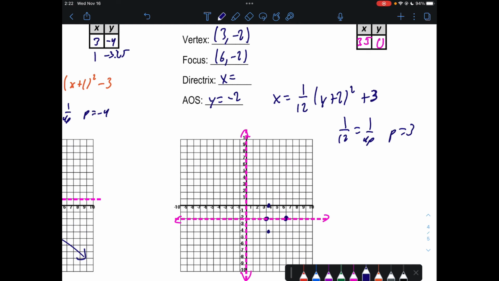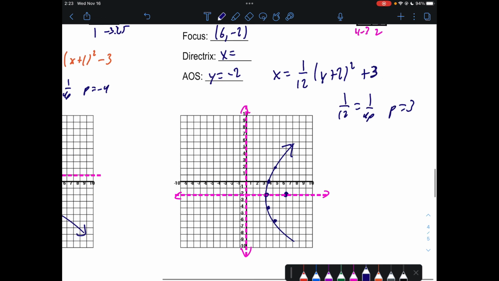And how about if we put in a 2 for y? So 2 plus 2 is 4, squared is 16. 16 over 12 is 4/3 plus 3, so it's 4 1/3. So 4 1/3, comma 2. So 4 1/3, comma negative 6 as well. And there's our parabola.